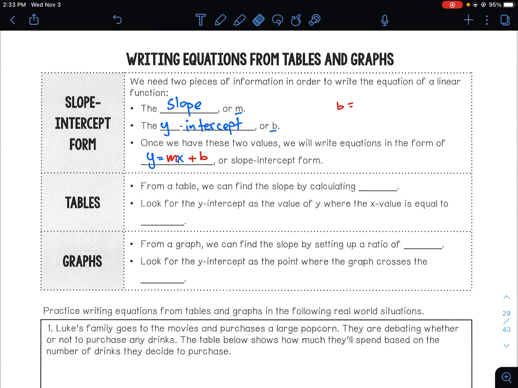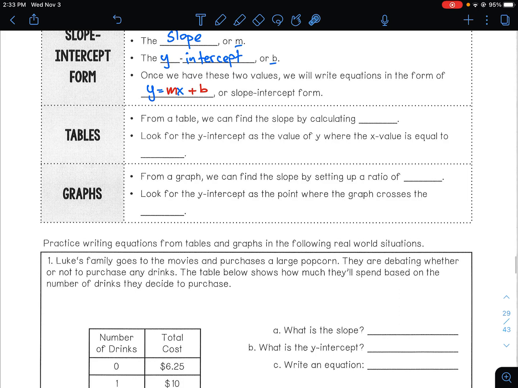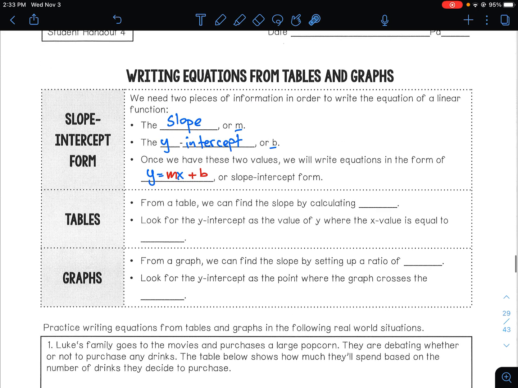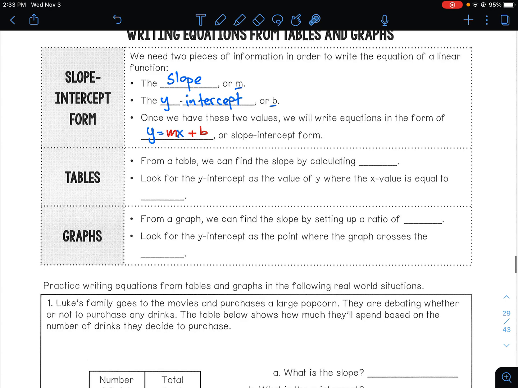All right, let's look at tables. How can we write an equation from a table? From a table, we can find the slope by using the slope formula: y2 minus y1 over x2 minus x1. That's the change in y over the change in x. Look for the y-intercept as the value of y when x is equal to 0.